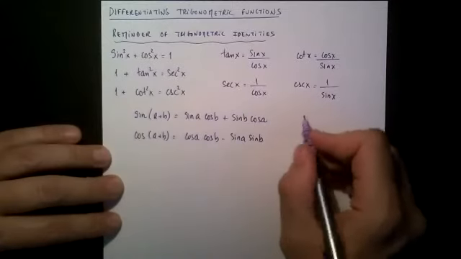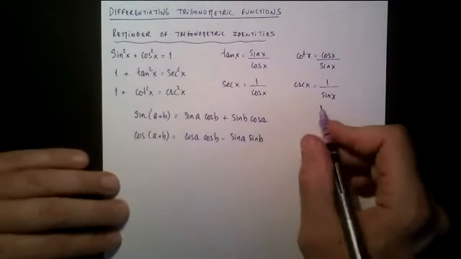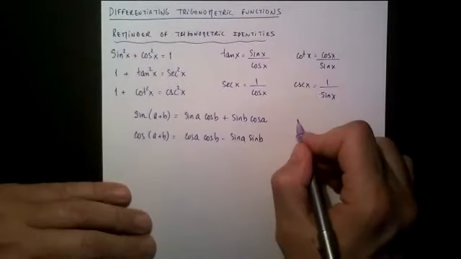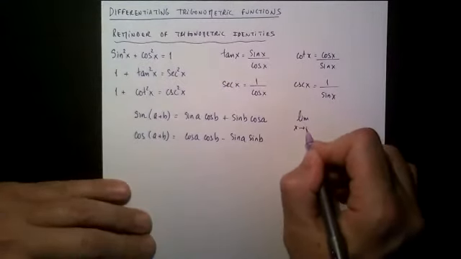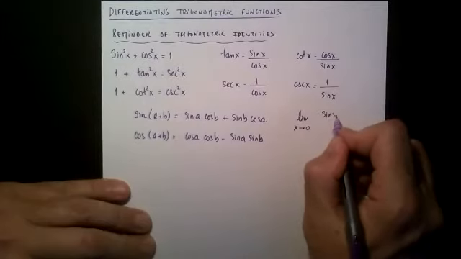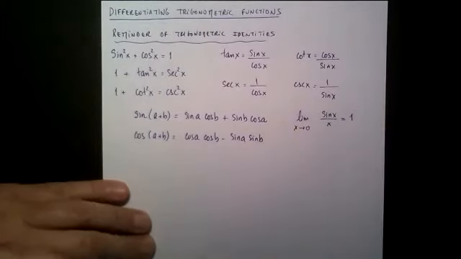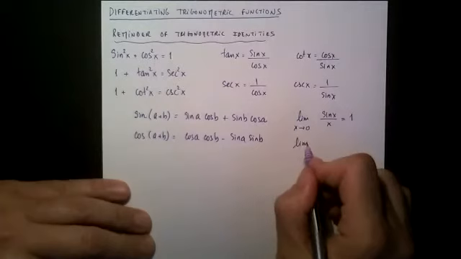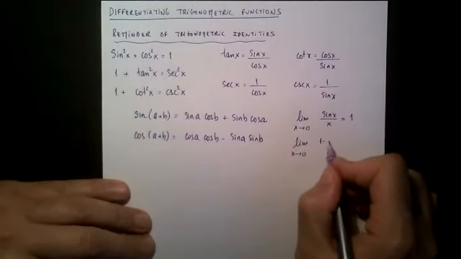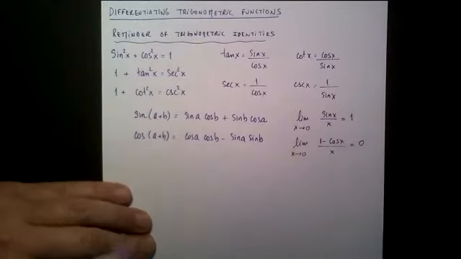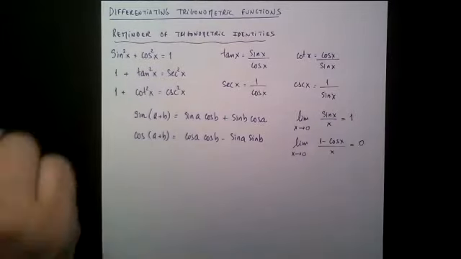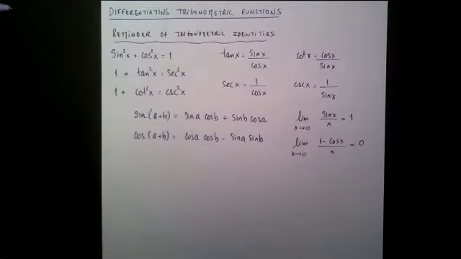Okay, and the last two things that we did about using trigonometry: the limit as x approaches 0 of sine x over x, we showed that it was 1, and the limit as x approaches 0 of 1 minus cos x over x, we said that it was 0. Okay, so these are the main identities.